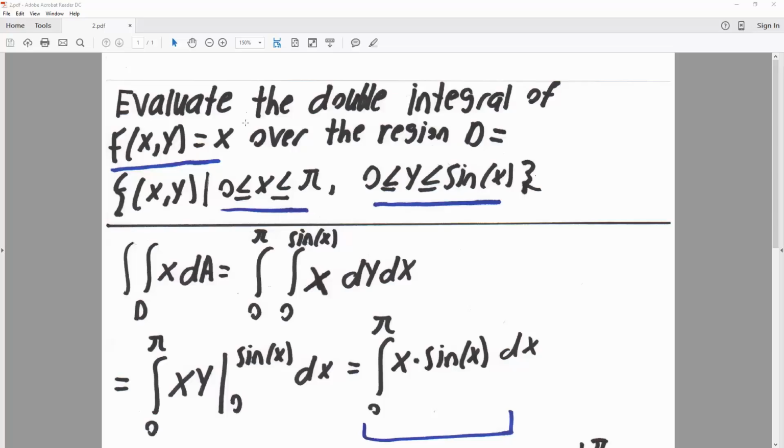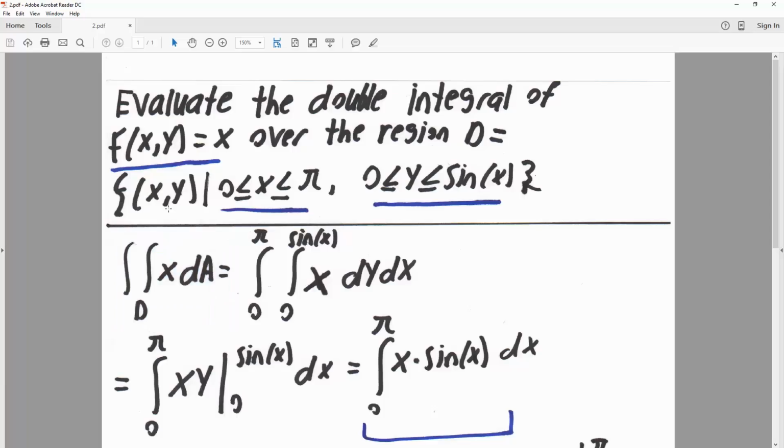Okay, in this problem, we want to evaluate the double integral of f(x, y) = x over the given region D, where x is between 0 and pi, inclusive, and y is between 0 and sine x, inclusive. Based on this problem statement, we know we have a double integral over the region D, and our f function is x. This is all we can conclude.